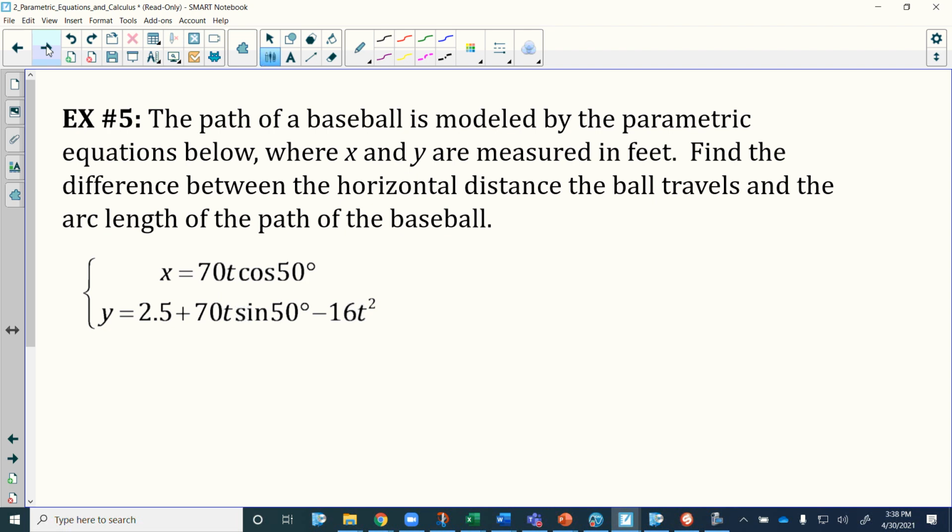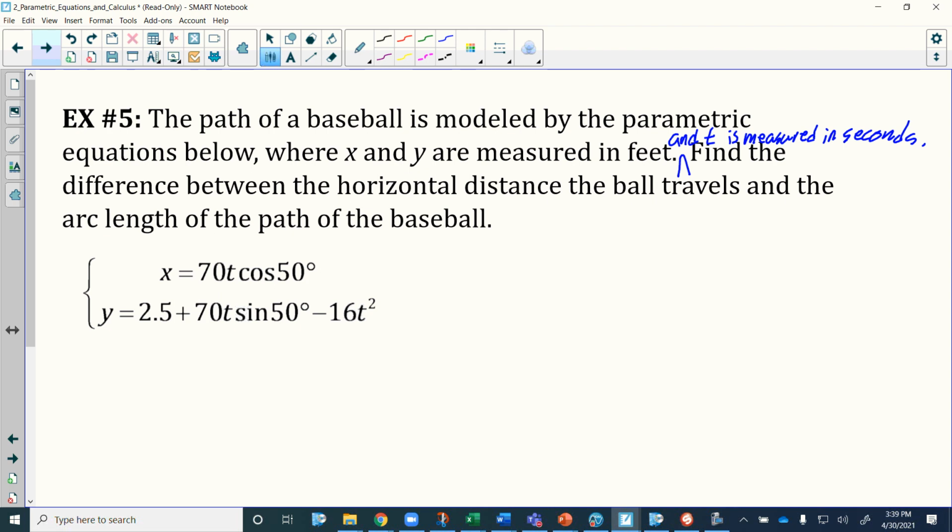Now, I can tell looking at the example that it's not telling us what t is measured in here. Those of you that are following along with the notes for this stuff, it does say that x and y are measured in feet, but right here it also says that t is supposed to be measured in seconds.